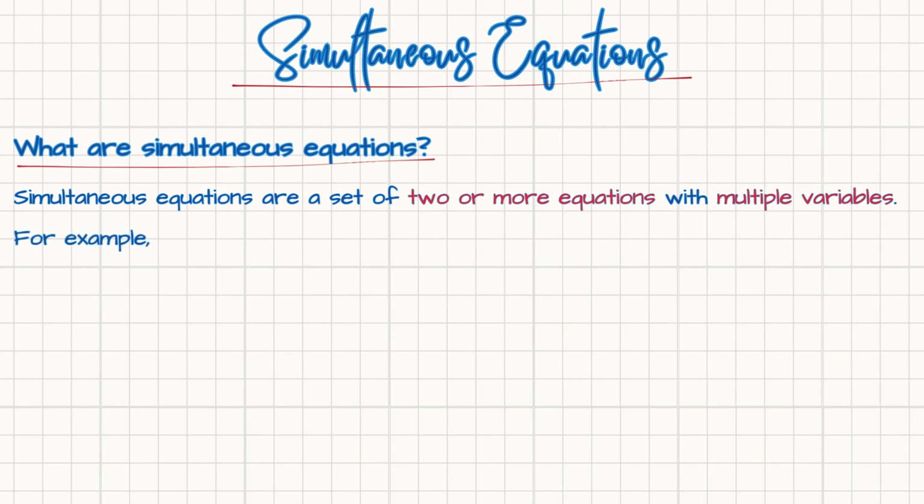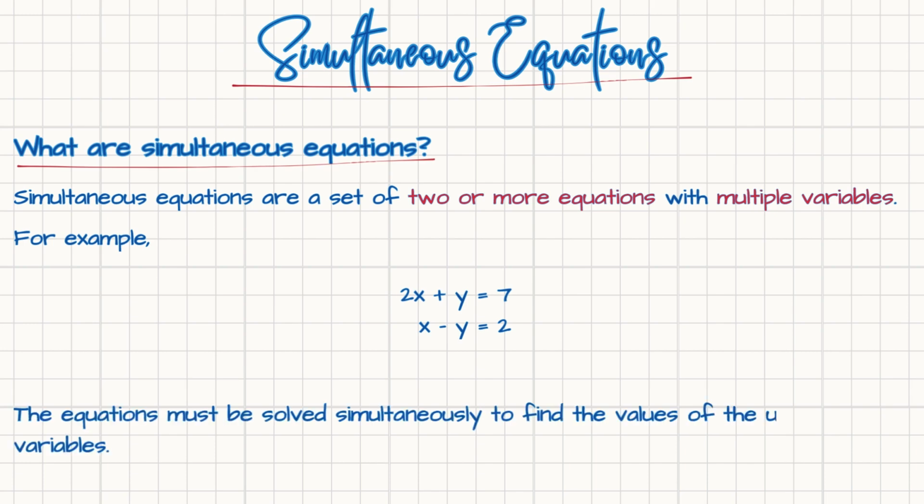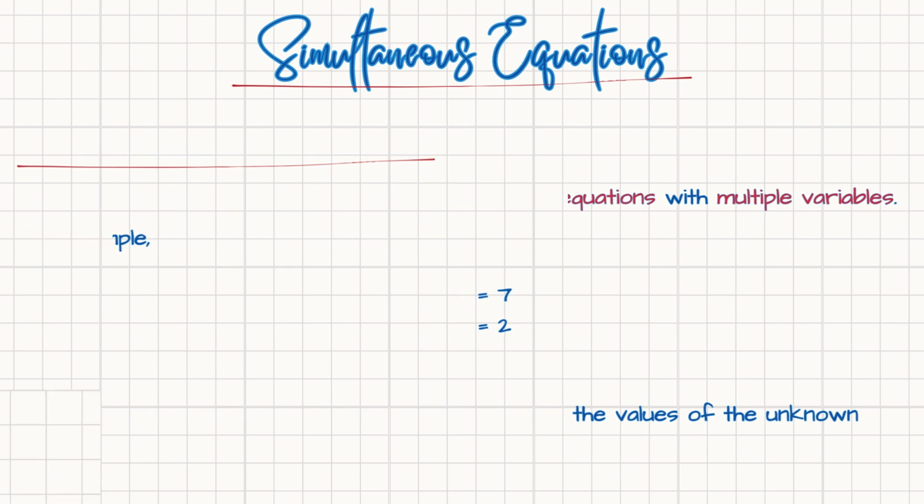For example, consider these two equations: 2x plus y equals 7, x minus y equals 2. These are simultaneous equations because they both have to be true at the same time for the same values of x and y, and our goal is to find these values. Simultaneous equations are an essential concept in algebra, and understanding how to solve them can be crucial in many real-world situations. So on that note, let's dive in.